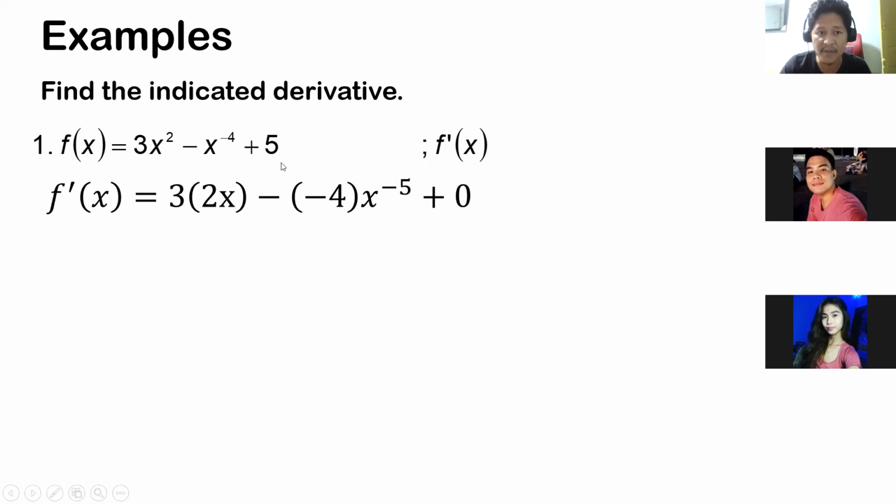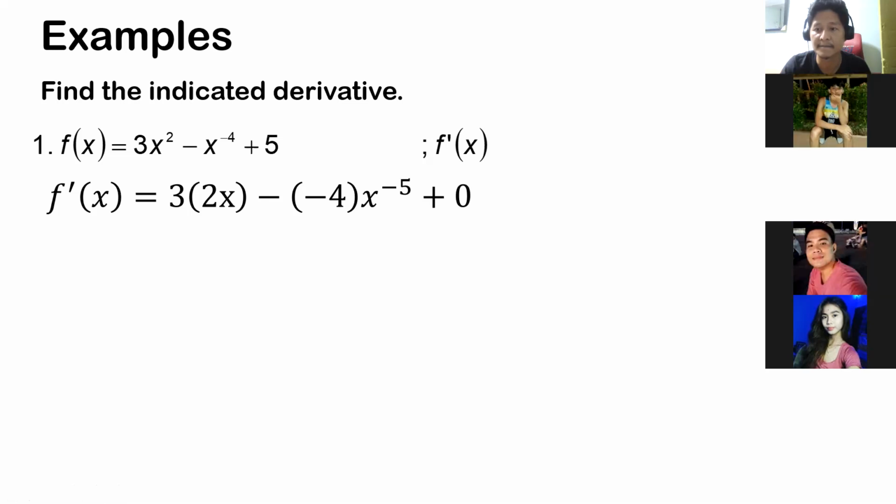And then lastly, we have a plus. And then 5 is a constant, so the derivative of a constant is 0. That's why we have a plus here. Okay, any questions, guys? Malinaw ba?